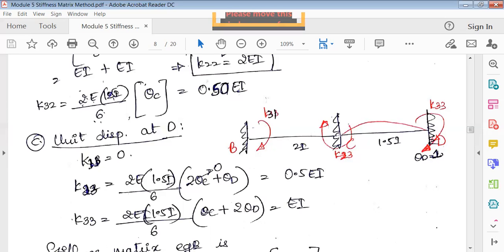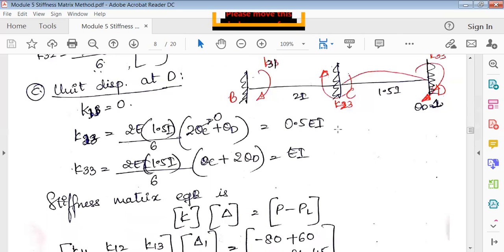So in K23, just check what is getting deformed. CD is getting deformed. Okay. So CD is nothing but 2EI, only this portion, 2EI by L. So 2 times theta C plus theta D. So theta C is 0. Only D should be released here. Okay. So it's 0.5 EI.